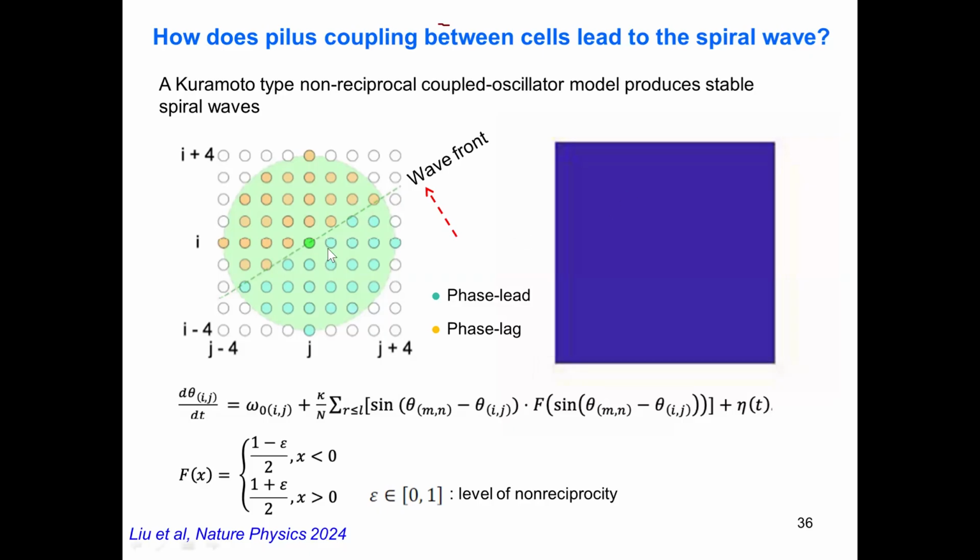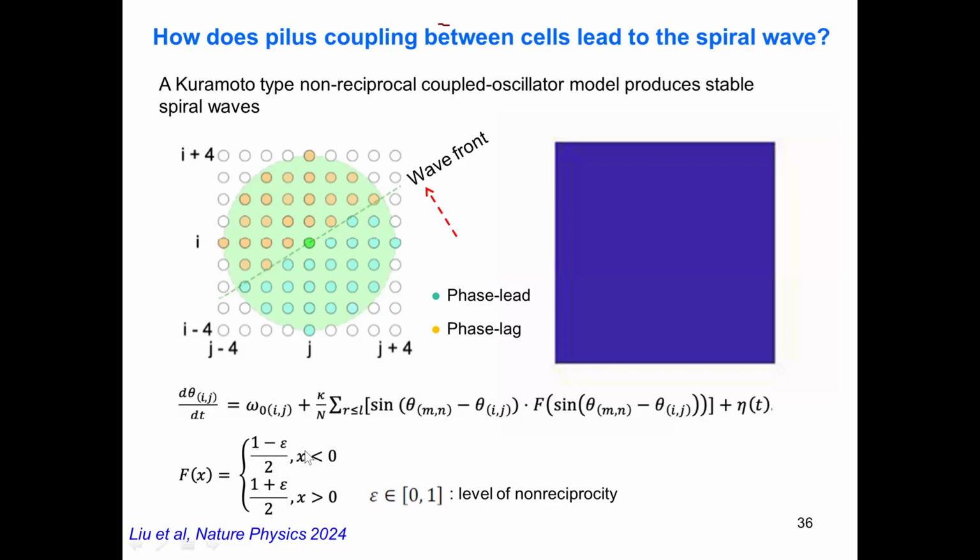So to account for the spiral wave, we note that individually, microscopically, the pili motors are highly irreversible. It means that it can accelerate in phase, but it will not retract in phase. So we introduce an important modification to the Kuramoto model. We made it non-reciprocal. So we added a step function like term, a coefficient into the coupling function here.